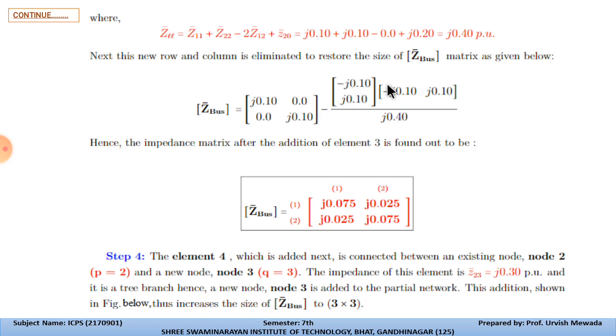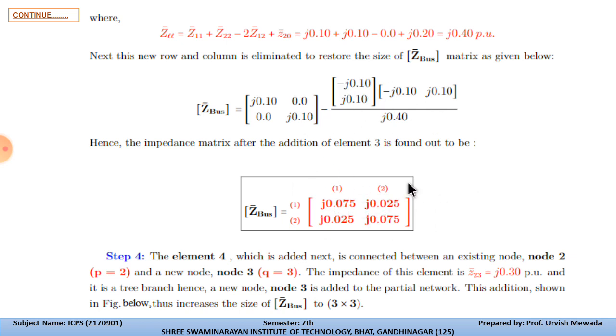So by putting this value over here, means new matrix value over here. So the impedance matrix after the addition of the element 3 is found to be Z bus is equal to Z11 is this, Z12 is this that we solve from this, and Z21 is this, means 0.025, and Z22 will become this, means 0.075. So by solving this we will get this Z bus.